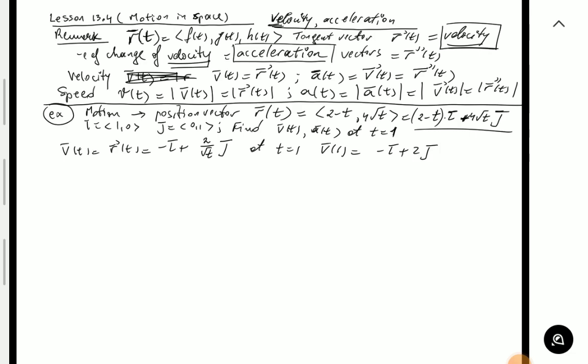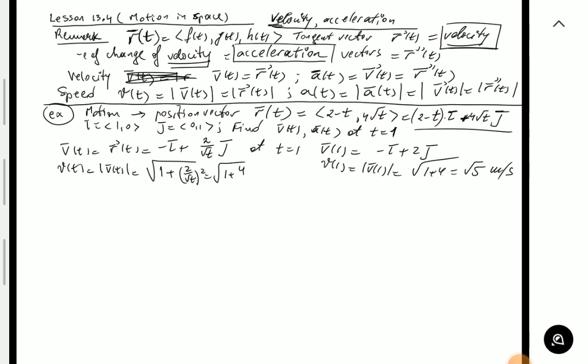If you want to compute the speed at that point, obviously that's the magnitude of this vector, which is square root of 1 plus 4, square root of 5, and you can call it meters per second or whatever the units are for the speed in this problem. In general, speed as a function of t, if you need that, is just the magnitude of this in terms of t, so that'll be square root of 1 plus 2 over root t quantity squared, which makes it 1 plus 4 over t.